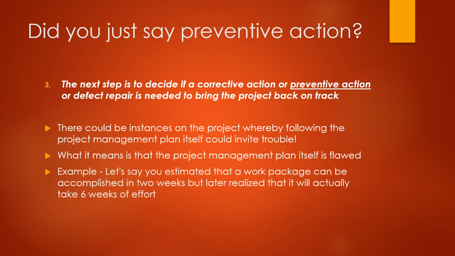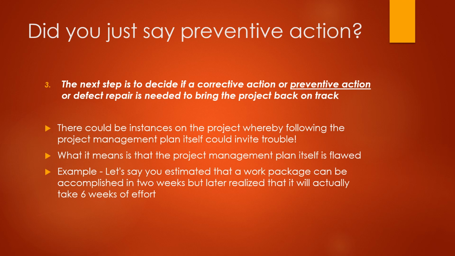Now, let's say you estimated that a work package can be accomplished in 2 weeks, but later you realize that it will actually take 6 weeks of effort. That is what I was talking about. While you were completing 40% of the project, on time and on target, your work performance data and your scope baseline are in tandem. But the knowledge you gained by completing 40% of the work tells you that there was a certain work package which we estimated will take 2 weeks, but it will actually take 6 weeks.